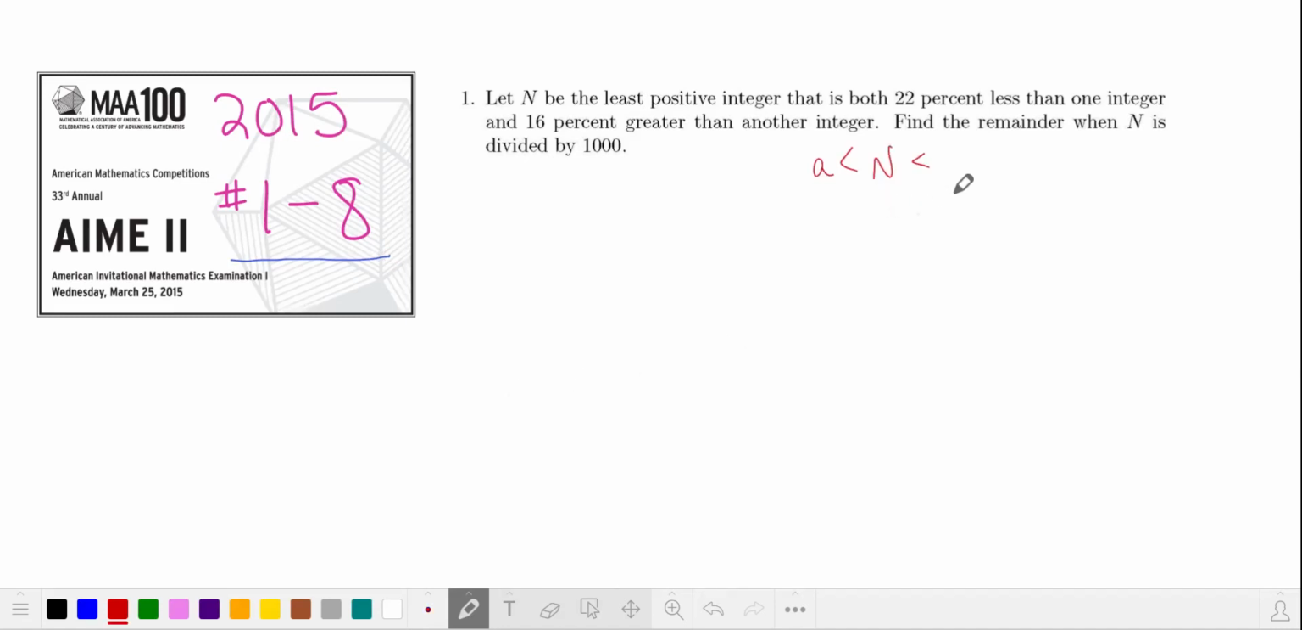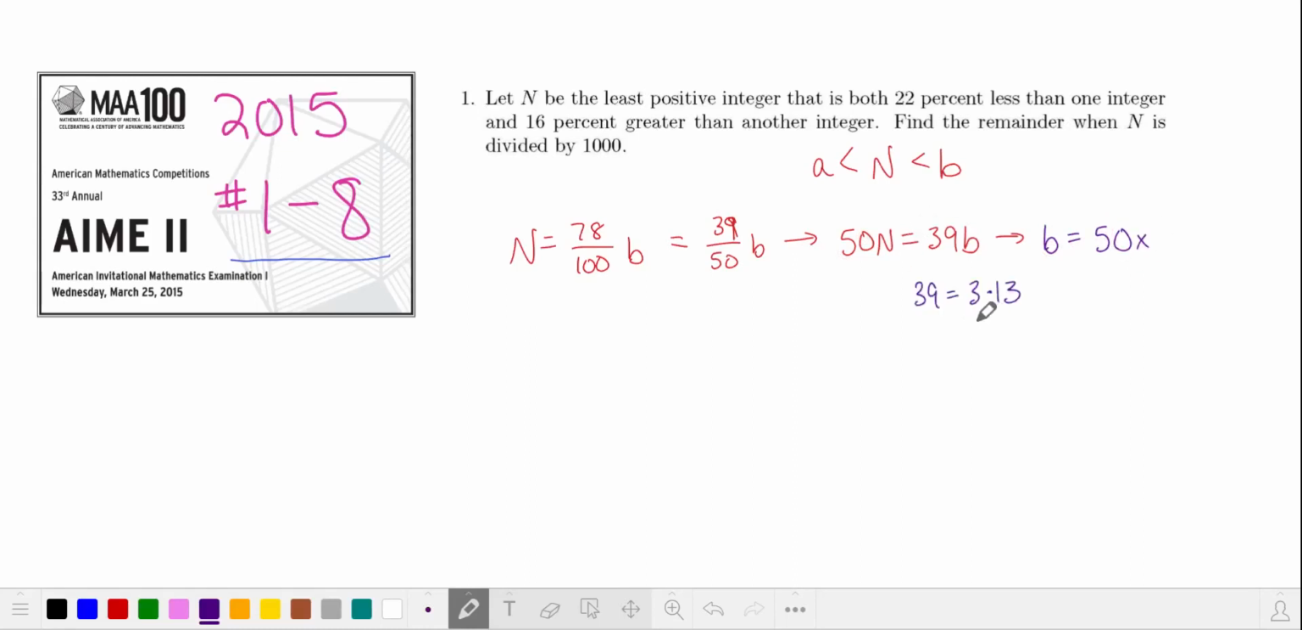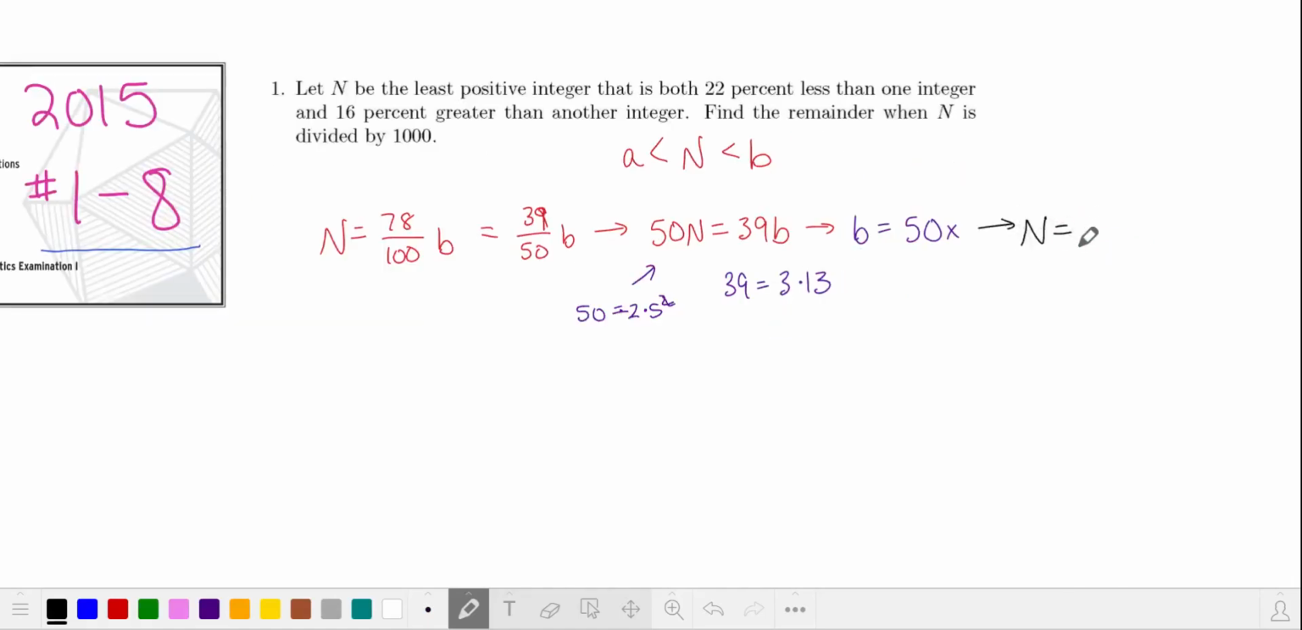Let's let n be between two numbers, a and b. Here we have n is 22% less than b. This simplifies to 39 over 50 times b. Multiplying by the denominator, we have that b is a multiple of 50 because 39 does not contain any of the same primes as 50. For the same reason, n is going to be a multiple of 39.